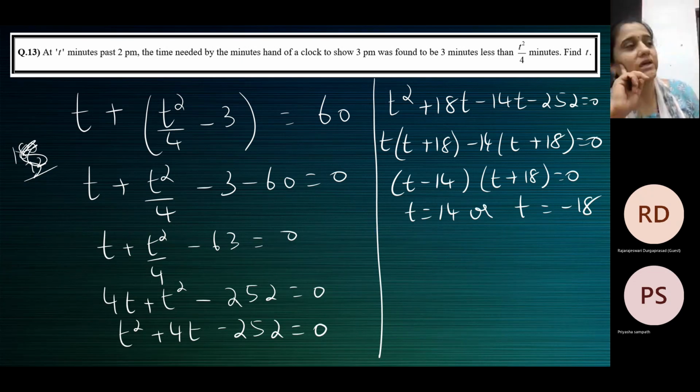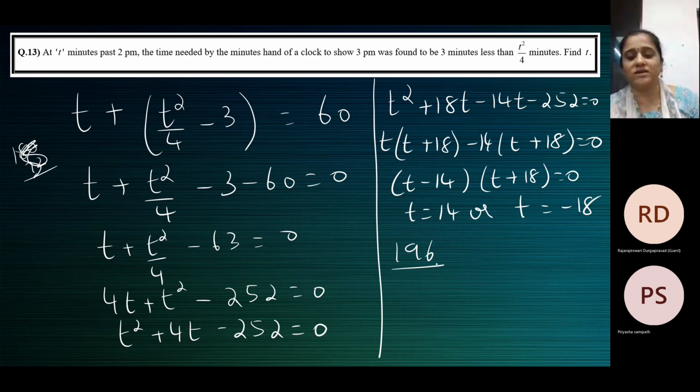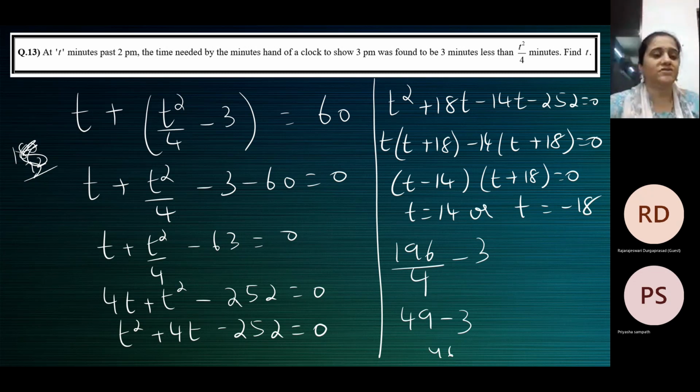46 minutes. If it is 14 minutes past 2, the time is 2:14. So 60 minus 14 is 46. So that means the minute hand needs 46 more minutes to show 3 p.m. And see that 46 minutes is t square by 4 minus 3. T square is 196, by 4 is 49, minus 3 is 46. T is 14 minutes. So 14 plus 46 is equal to 60 minutes.